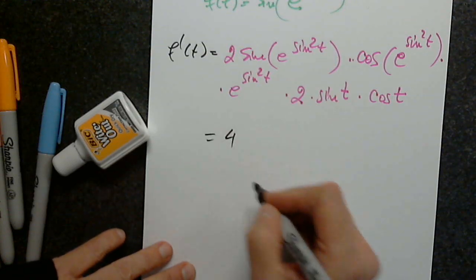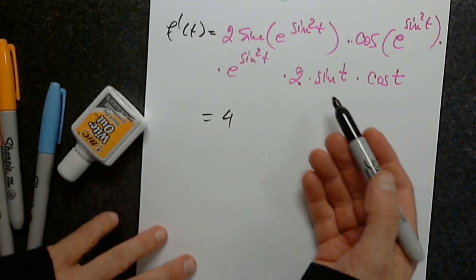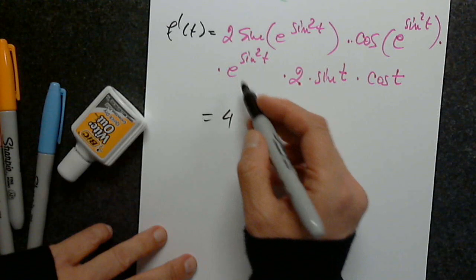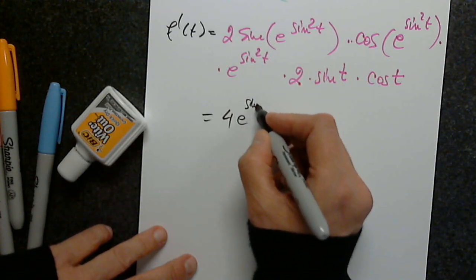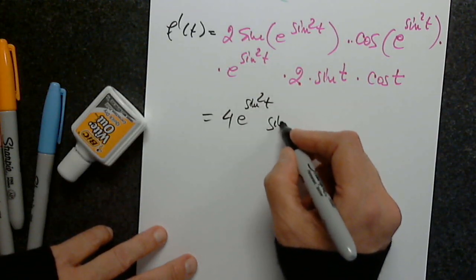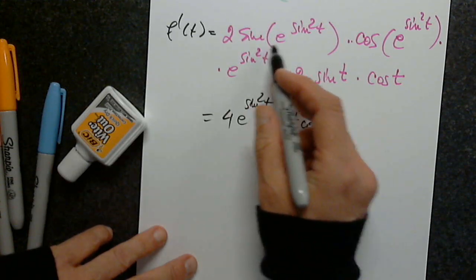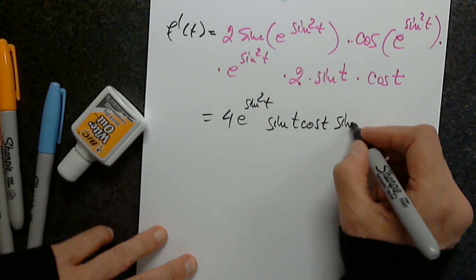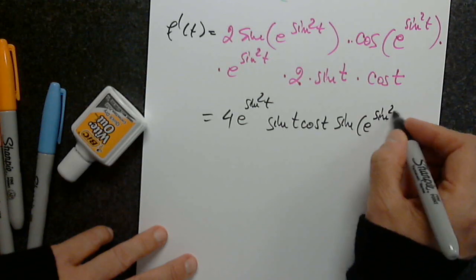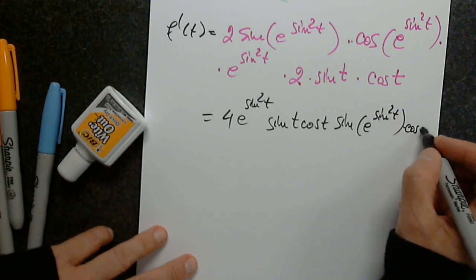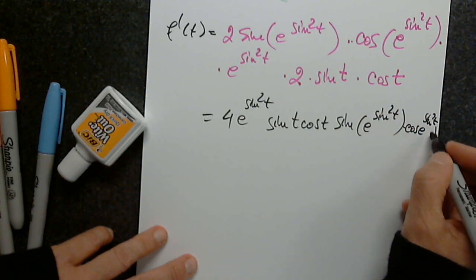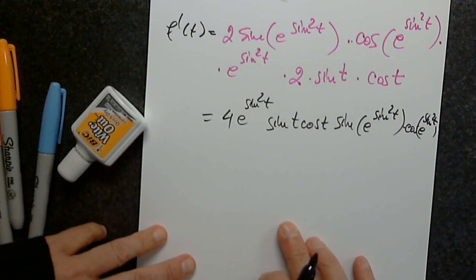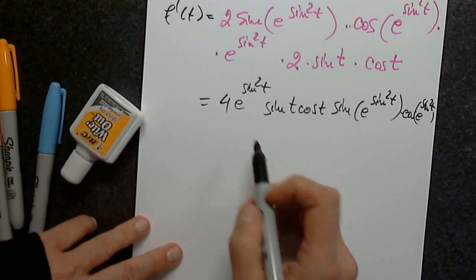2 and 2 together, so it's 4. I cannot do much. I'm just going to put these two in front, and e to the x sine squared t. And then sine t, cosine t, and then these two: e to the sine squared t, and cosine e to the sine squared t. I ran out of room. Of course.